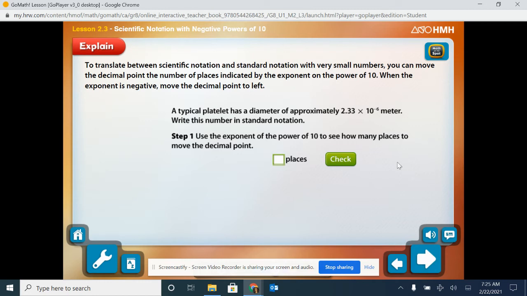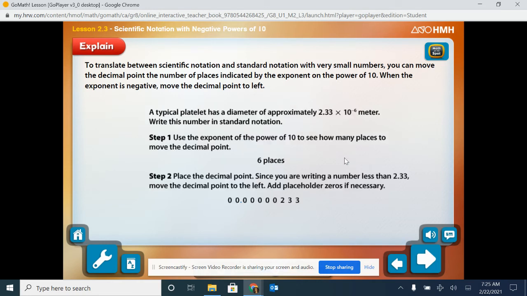But right here, right away, when I look at 2.33 times 10 to the negative 6, what stands out is that negative 6. Oh, it's going to be a very tiny number. So that means it's going to be 0.00 something, probably, because it's a very tiny number. So how many places do I move it? That negative 6 tells me it's 6. Check my answer. Right. Move the decimal point 6 places.